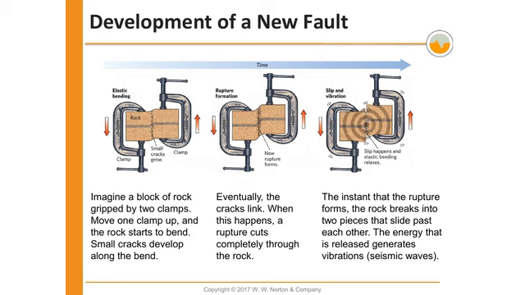On the right, we see the final stage, slip and vibration. At this point, the rupture causes the rock to break into two separate pieces that slide past each other. The release of energy from this action generates vibrations, known as seismic waves, as indicated by the waves around the rock in the image. This sequence effectively illustrates how a new fault develops, from initial stress to energy release.